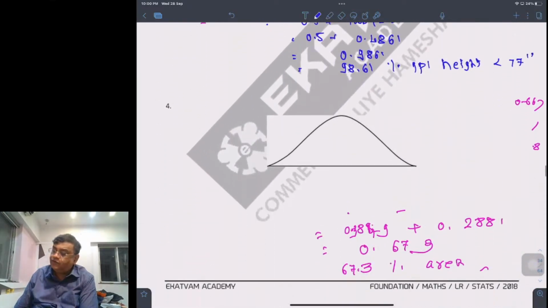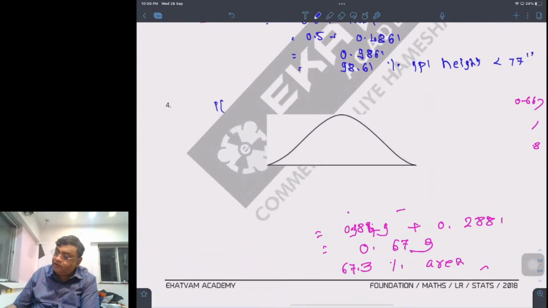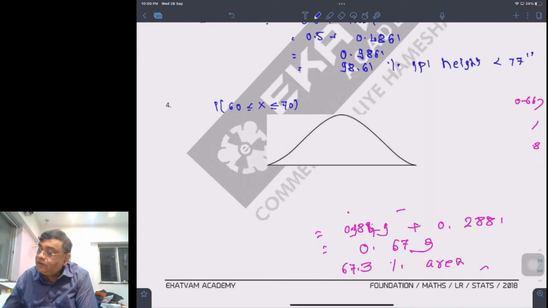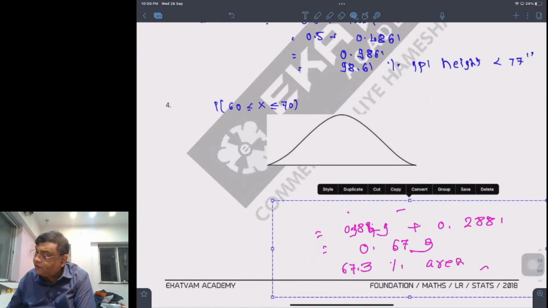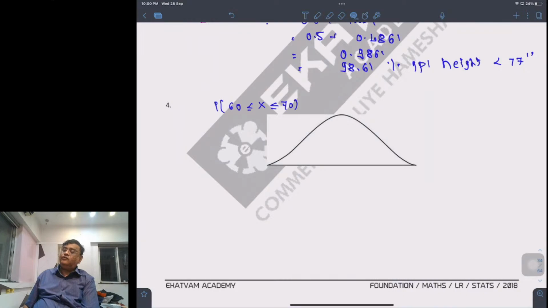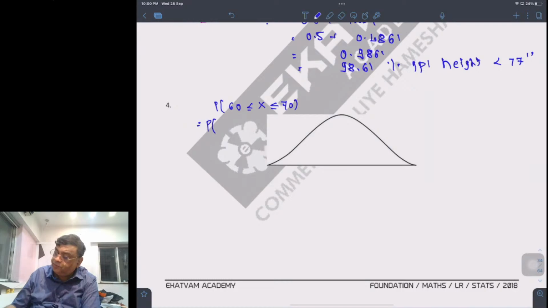Between 60 and 70. So all you want is the probability of 60 is less than or equal to x is less than or equal to 70. I repeat, in normal distribution, whether you write the equality sign or you don't, it makes no difference. Now this is equal to the probability of (60 minus 66) divided by 5 less than or equal to z less than or equal to (70 minus 66) divided by 5.